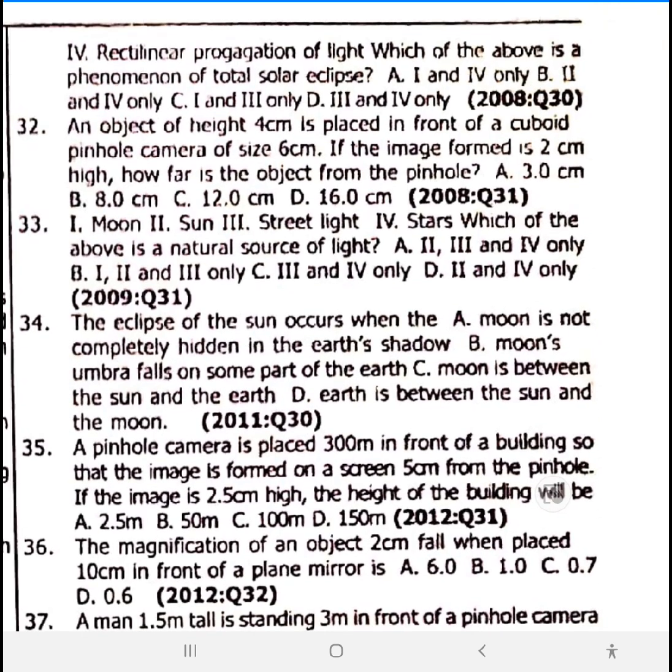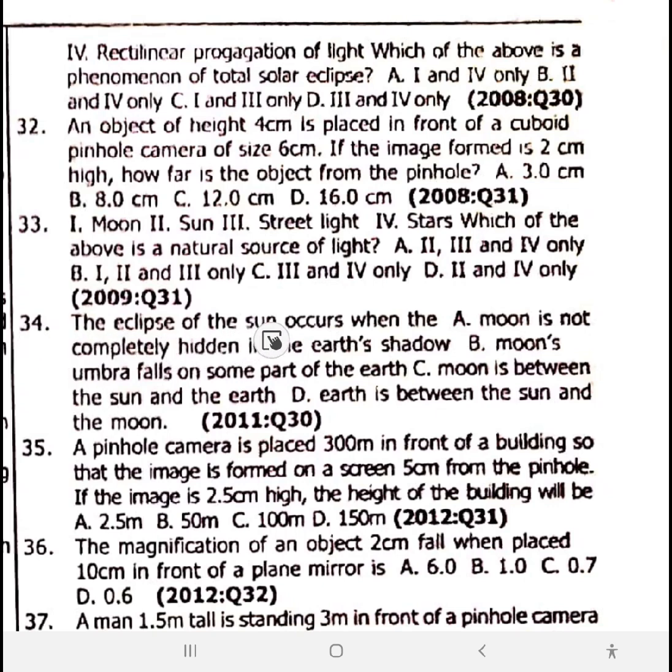Number 32. Moon, sun, street light, stars. Which is a natural source of light? Natural source of light is the sun and the stars. I and IV only. 33 is option D. We just talked about it now.